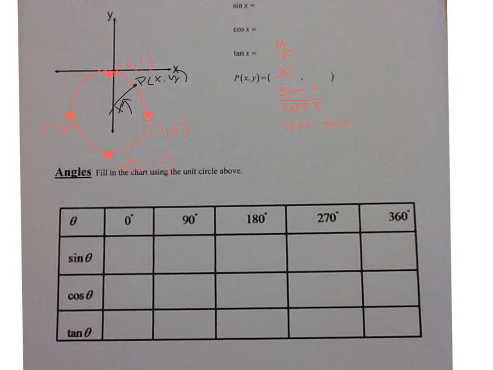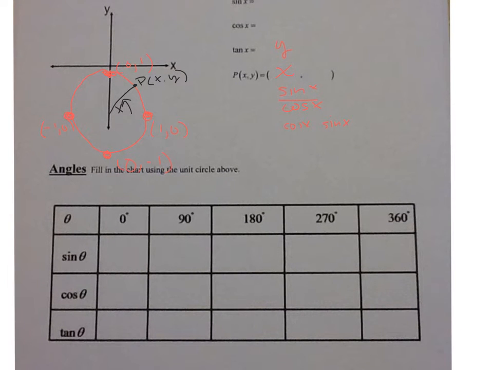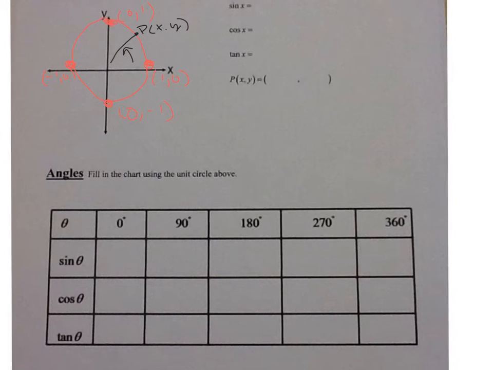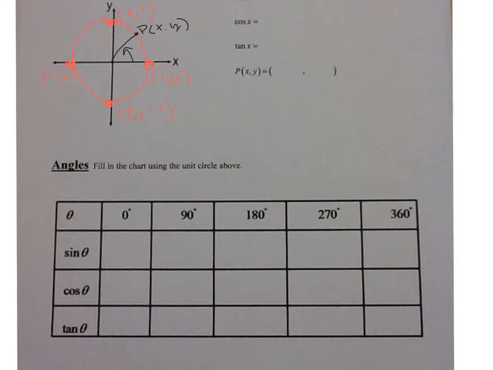I'm going to use this picture here to help me out. I'm just going to move everything a little bit. Oops, sorry. All right, so let's talk about sine. Remember, sine is your y value, cosine is your x value, and tangent is sine over cosine here.